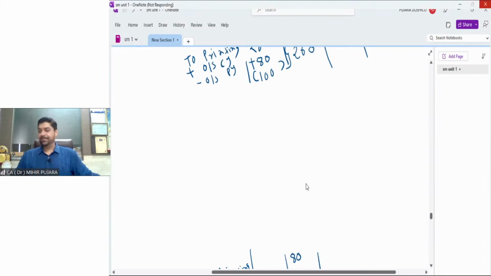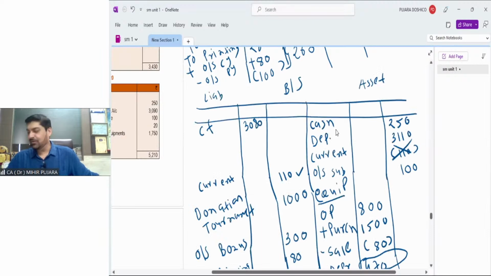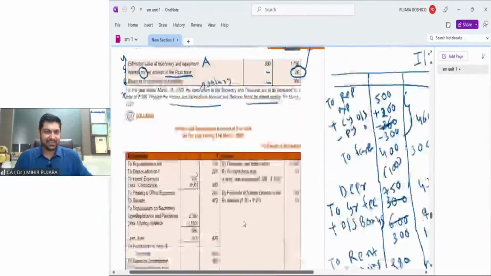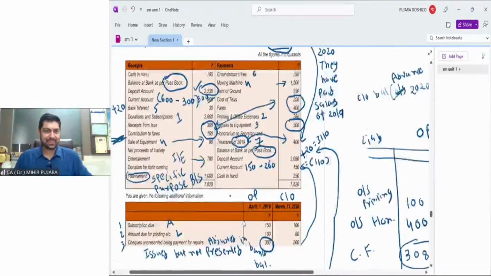Okay. And after printing, repair, we have completed. And now the last and most important point remaining is honorarium, that is salary. Let's read it very carefully.